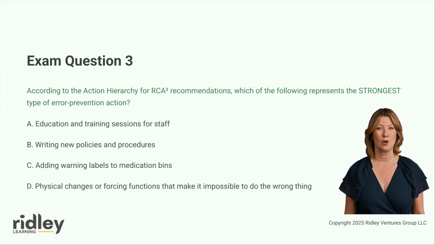Question 3. According to the action hierarchy for RCA² recommendations, which of the following represents the strongest type of error prevention action? The correct answer is physical changes or forcing functions that make it impossible to do the wrong thing. The action hierarchy is a critical concept for patient safety because not all corrective actions are equally effective.